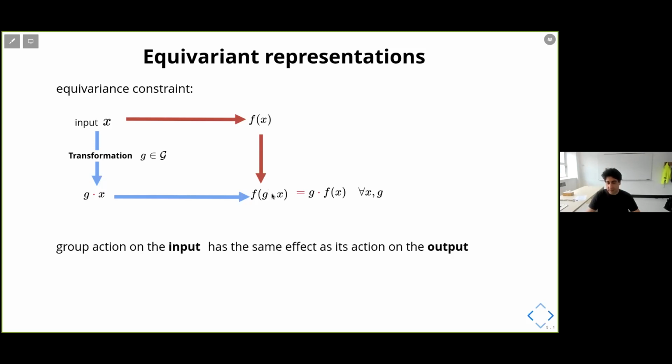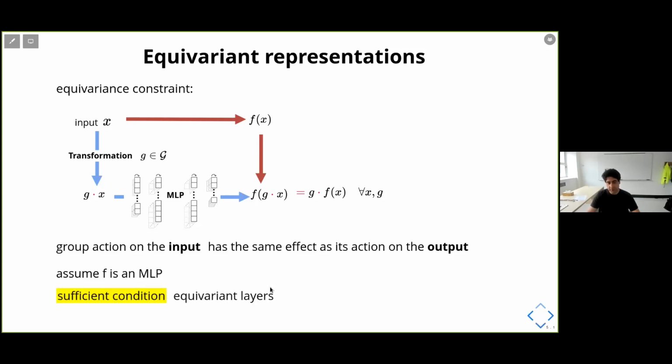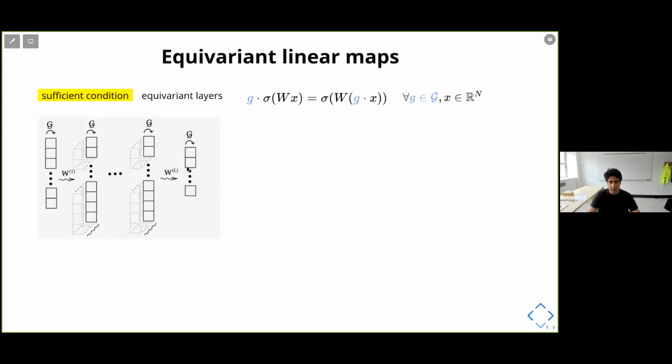Now here we can have different actions on input and output, but in a lot of applications that we look at, these are the same. And we are interested in cases where F is an MLP, a multilayer perceptron. The question is, how do we make F satisfy this condition? So this condition is imposing a constraint on F. It's a strong inductive bias, and we're interested in imposing these on MLPs. A sufficient condition for this is to make each layer equivariant. And so we can look at this condition now, making just one layer equivariant.